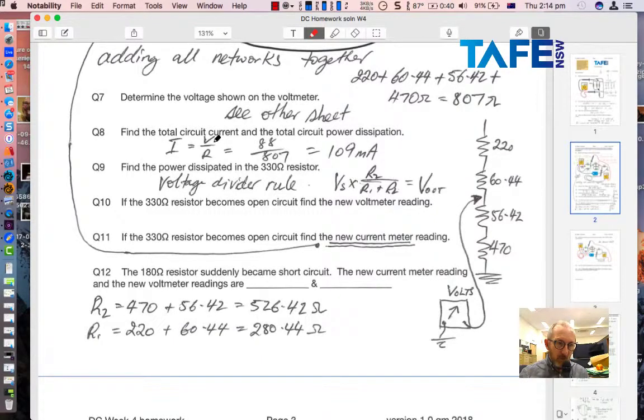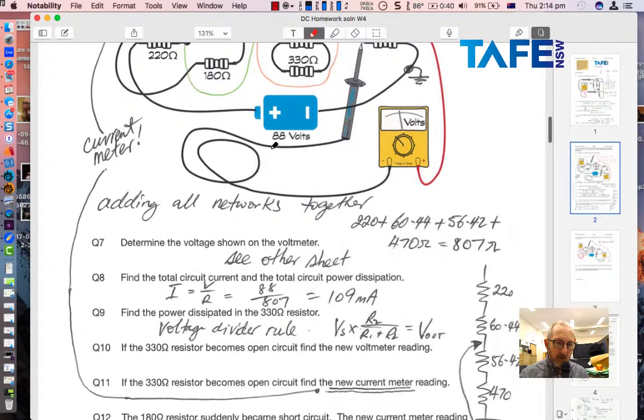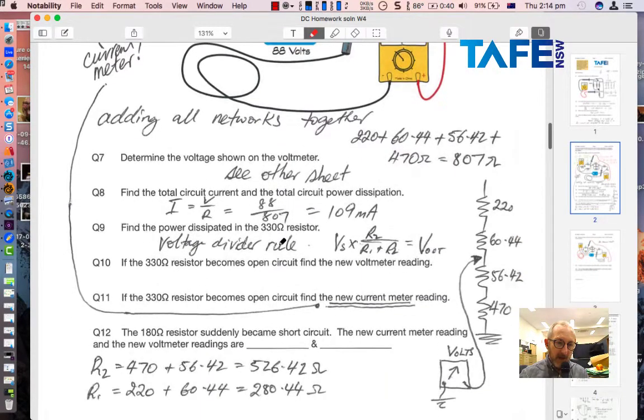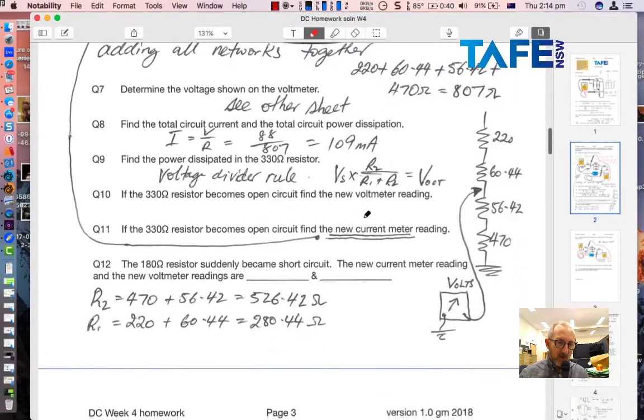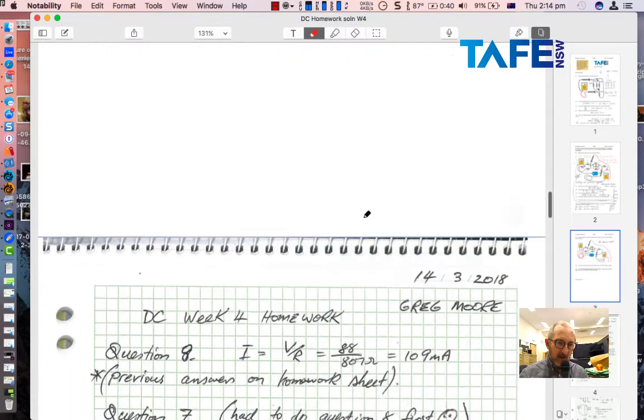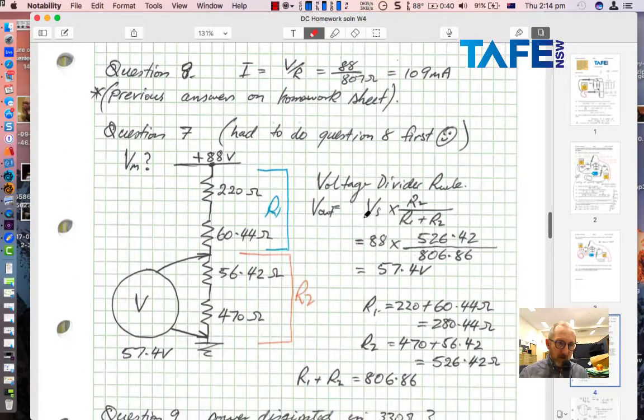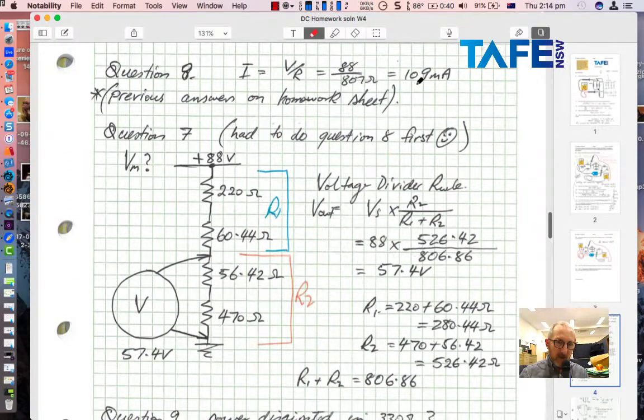Question 8 then. We said that we had to know the current first, so I equals V on R. It's an 88 volt battery, and we've got 807 ohms total that we calculated, so that gives us 109 milliamps. So the voltage shown on the meter, I guess we're going to have to go to the other sheet, and that's down here. Question 8, there's our 109 milliamps again.